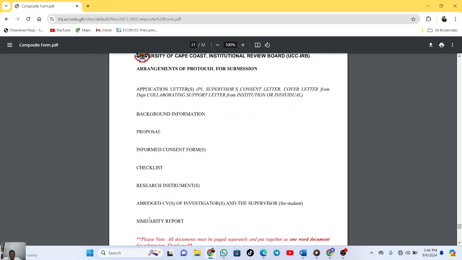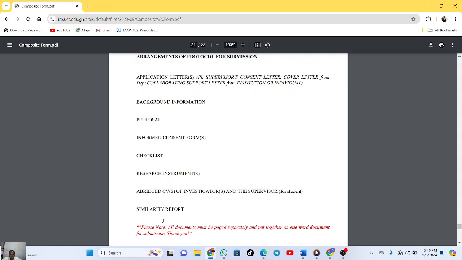And then the last aspect is the similarity report. Now, with the similarity report, one of the things that we have identified is that some applicants, when they run the Turnitin check for the proposal, insert that document or submit that document, which is wrong. We want to see only the final result. So the page that shows the percentage and the sources, you just screenshot or take a picture of that page and then insert it in the work after the series or before the series. Any of them is good to go.